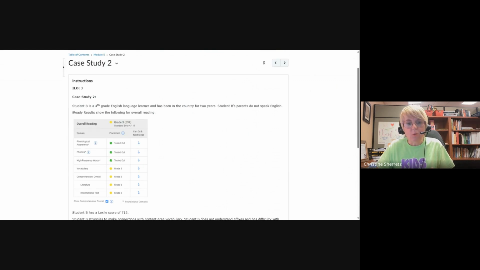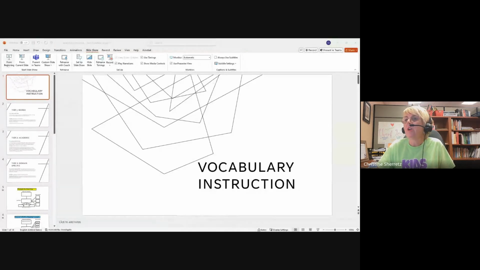Now I want to talk to you about a few things related to vocabulary and share some information with you. So I prepared something for you guys, so let me get that here. Okay, so hopefully you can see this. So I'm going to be sharing with you about vocabulary instruction. So let's go ahead and get started.